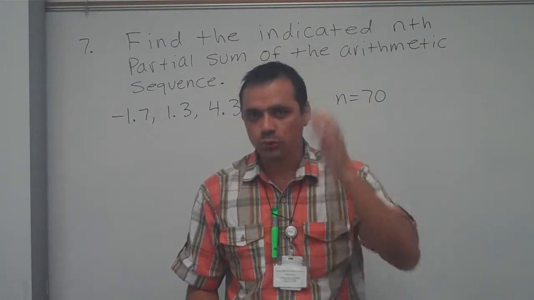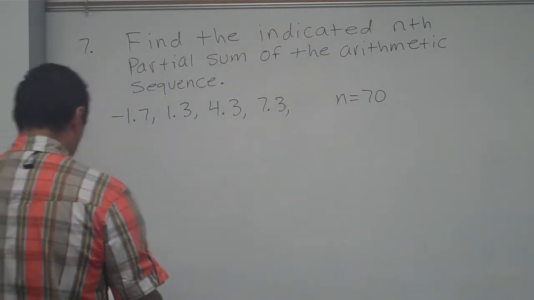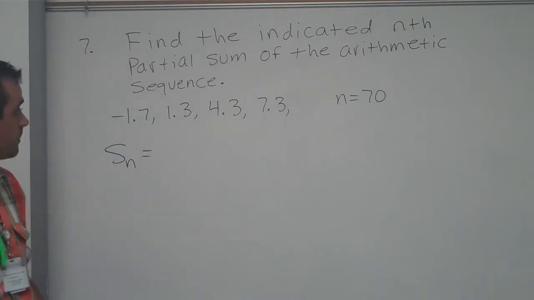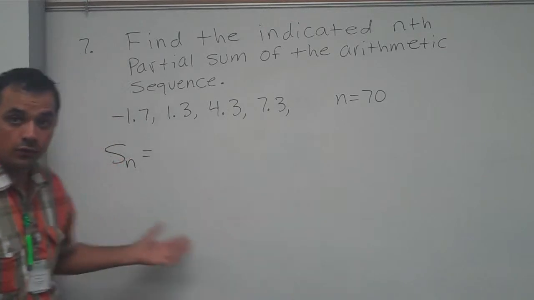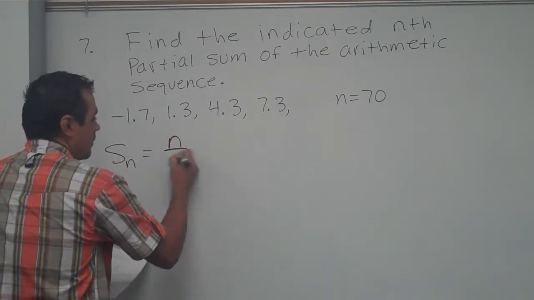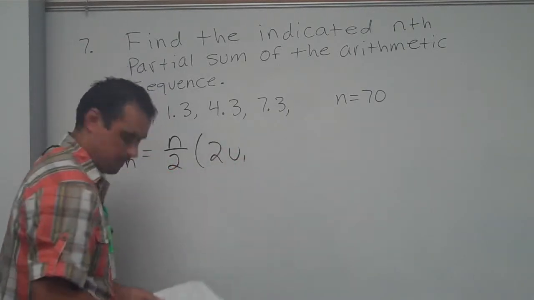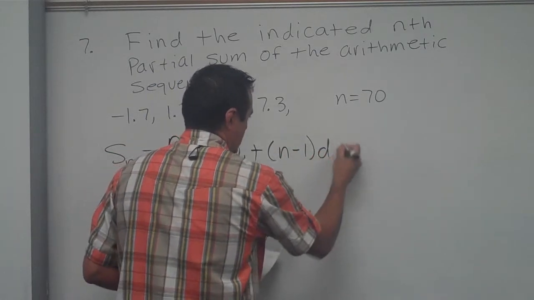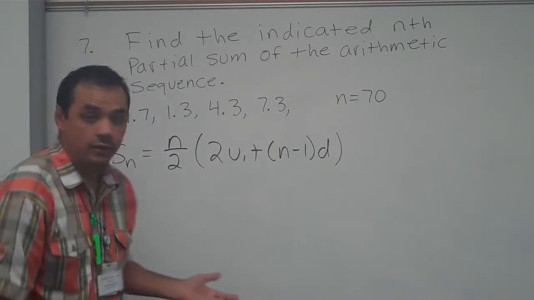The first one, which was longer, is this one right here, S of n, meaning the sum of the terms that we're talking about. In this case, it's 70, but right now I'm just going to list the formula, and then underneath we'll plug it in and do it. It's S of n equals n, the number of terms, over 2 times twice my first term plus n minus 1 times d.